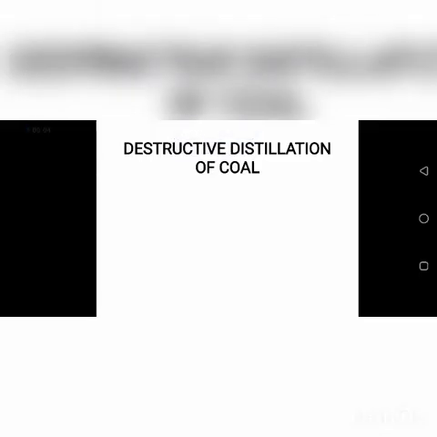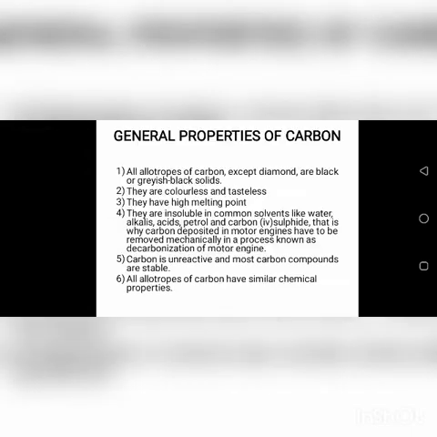Okay. So for the purpose of today, we are going to look at carbon as an element. We are going to look at the general properties of carbon. Also, we are going to look at the destructive distillation of coal and the uses of the products from it, and also the destructive distillation of wood and the uses of its products. This is a subtopic under carbon and its compounds that we started last week.